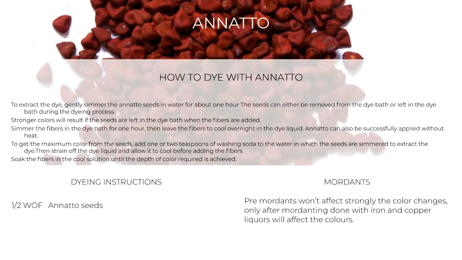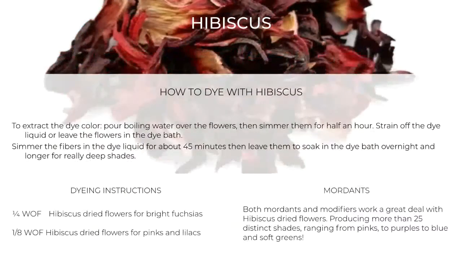Hibiscus is something that I think we drink as a tea worldwide. So you can have two in one. You can make some tea and you can make some beautiful dyes. Has an incredible smell as well. And it is very easy to actually change the color range of this material just by adding a little bit of vinegar or a little bit of soda.